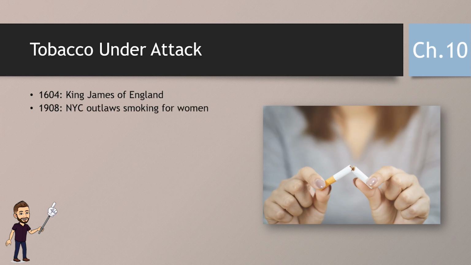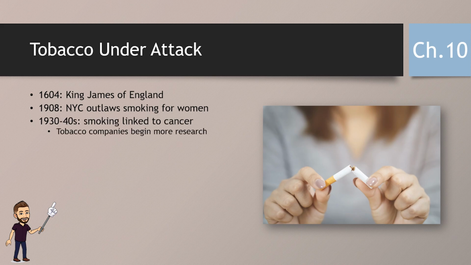Around 1908, we saw New York City actually starting to make it illegal for women to use tobacco in public. So a couple of factors going on here. But the quote here for this was, to protect women from themselves, they would outlaw their ability to smoke in public. So quite a few issues with that, but that's one of the early forms of regulation here in the US. Then in the 30s and 40s, we started to see some research come out linking cigarette smoking to actual cancer.